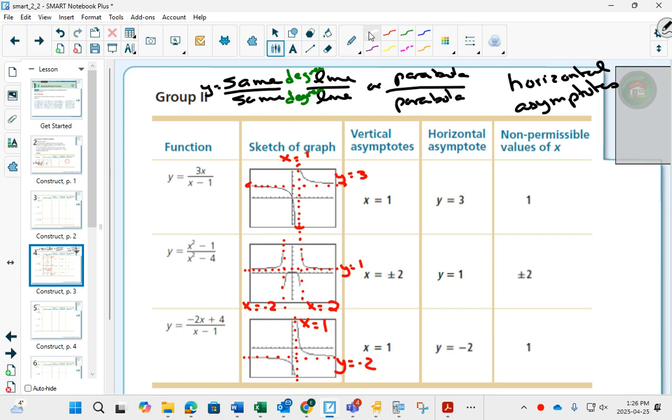So, the first one in group 2. The horizontal asymptote is at y equals 3. How can we tell right from the equation that it's going to be 3? There's a hint in the equation. The second one, it's y equals 1. There's a hint in the equation that it equals 1.